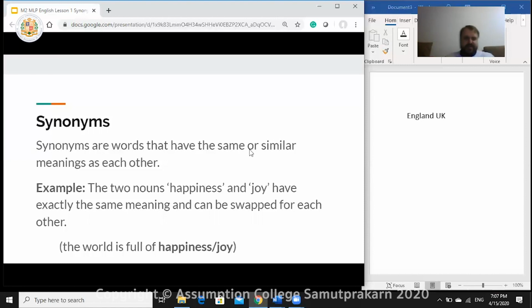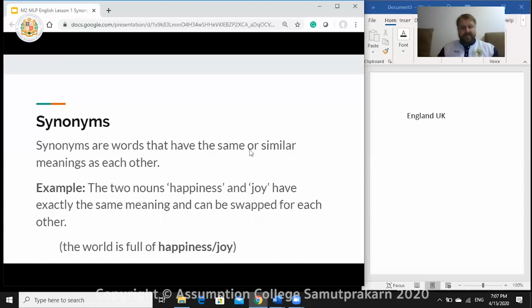All right? So two nouns, two names of things. Two nouns which have the same meaning are happiness and joy. Happiness and joy have the same meaning. Okay? So, what does that mean? Well, it means that we can interchange them. These words can be swapped. These words can be switched, interchanged, and the sentence will not change in meaning.